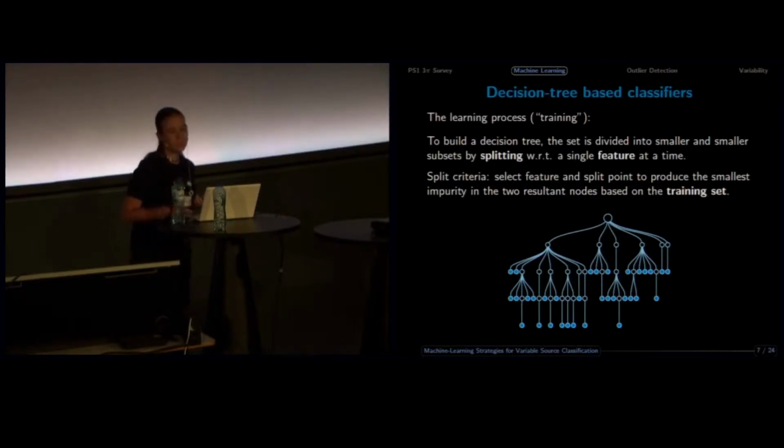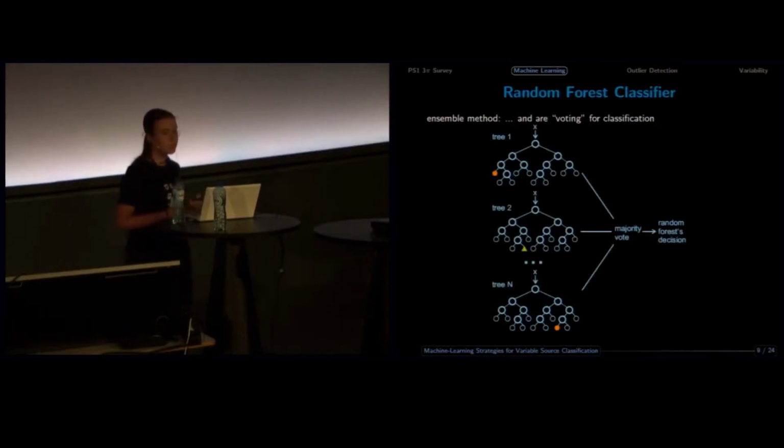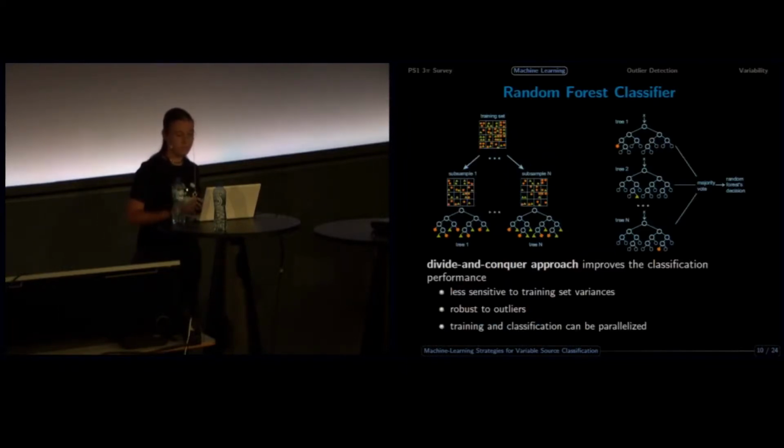Then our classifier is not using only one decision tree, but it's an ensemble method. It means a lot of decision trees are grown from subsets of the training set data. And then, when carrying out the classifying, all these trees are voting for a classification. This means we use all of our trees to classify, and then a majority vote is carried out, and that's in the end the random forest classification decision to assign each object we want to classify a probability of being a member of this category.